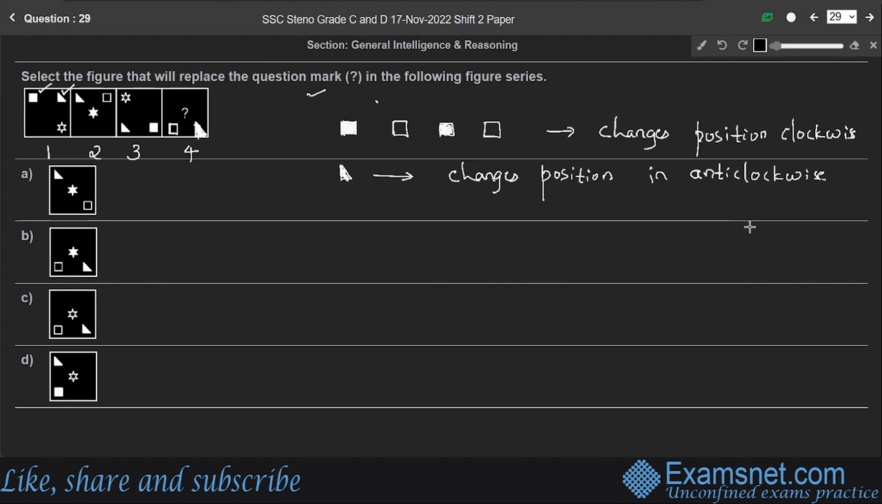When it comes to the star mark, in the first figure, which is at the bottom right corner, in the second figure, it goes to center, which is shaded, right? And in the third figure, it is non-shaded. It goes to the other side diagonally, right? Therefore, in the fourth figure, it comes back to the center, which is shaded.